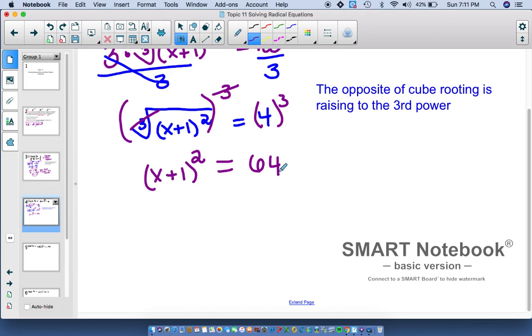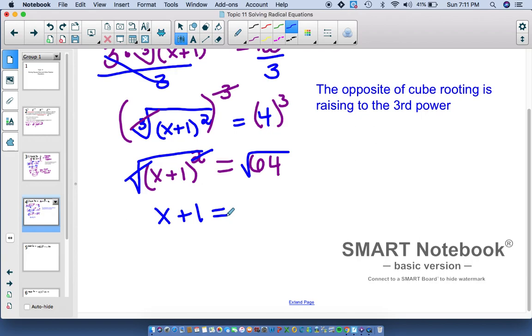Then, let's see. We have a quantity squared equals 64. Okay, so we still need x, but x right now is x plus 1. So we have to undo squared. In order to undo squared, I have to do the opposite of squaring, or raising to the 2nd power. So that would be square rooting. Okay, so these will cancel. Then I'll have x plus 1 equals.